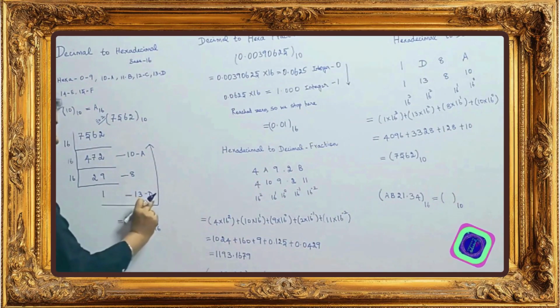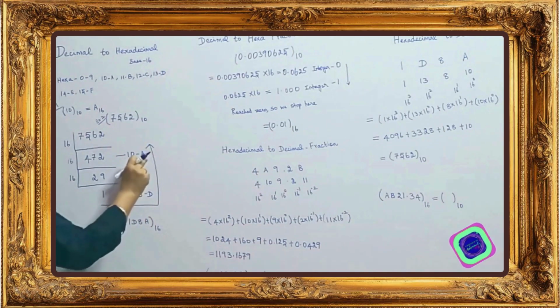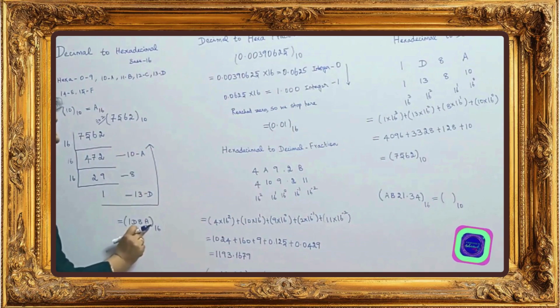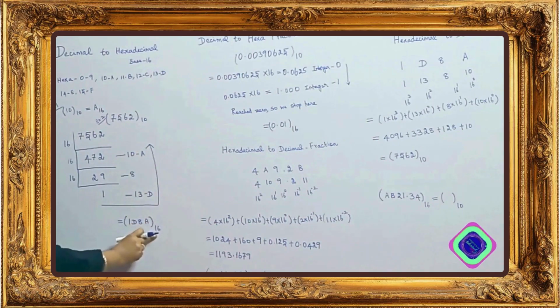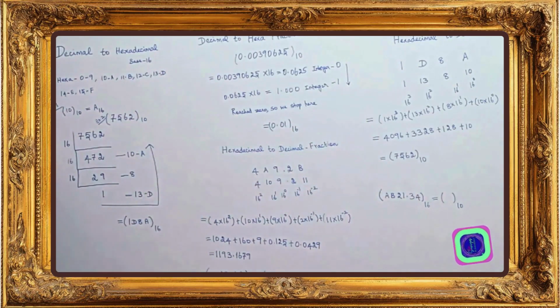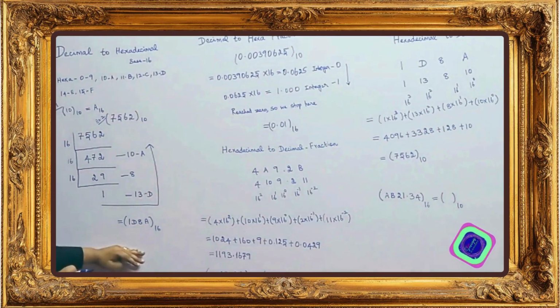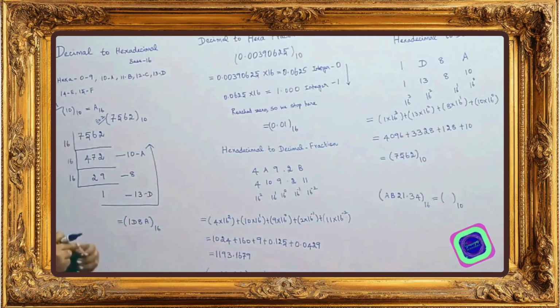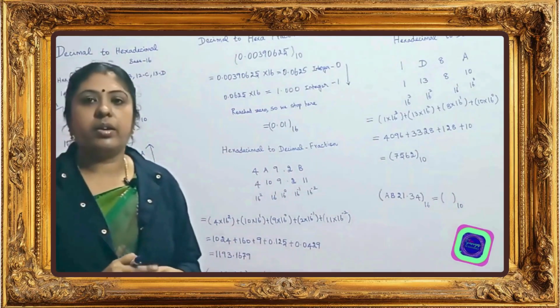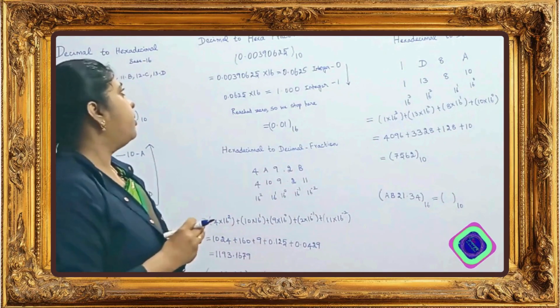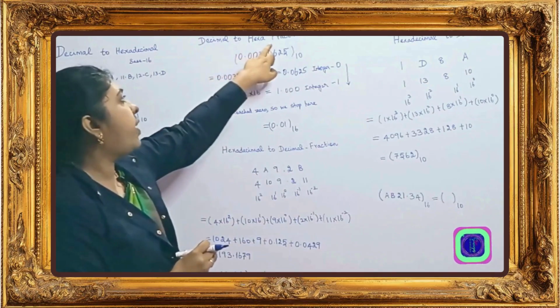So 1D8A to the base of 16. This is the decimal to hexadecimal conversion. Now this is an integer part. When we are having a fractional part, how are we able to convert it? So, decimal to hexa fraction.